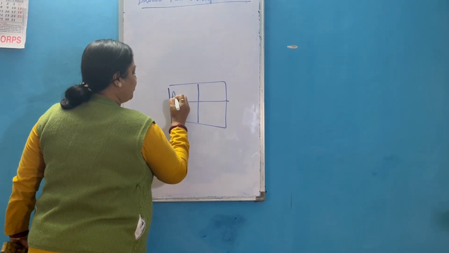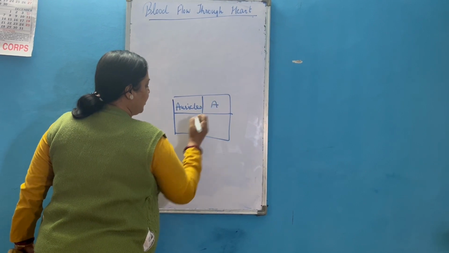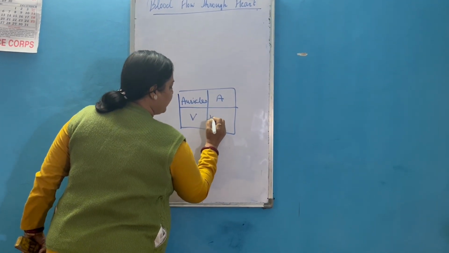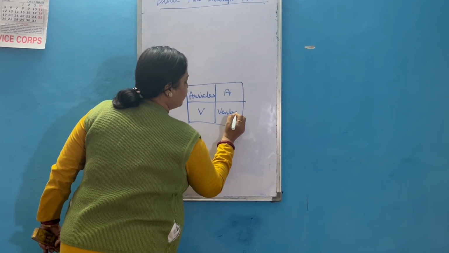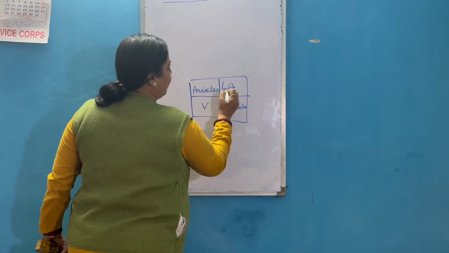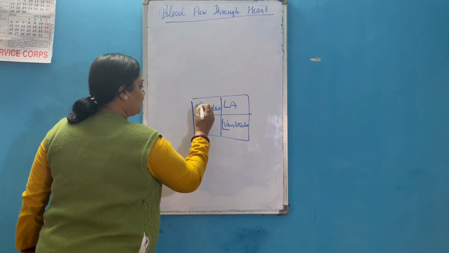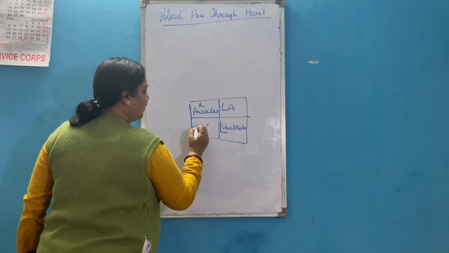The upper 2 are known as auricles and the lower 2 are known as ventricles. This side is the left auricle and the left ventricle, and this is the right auricle and the right ventricle.